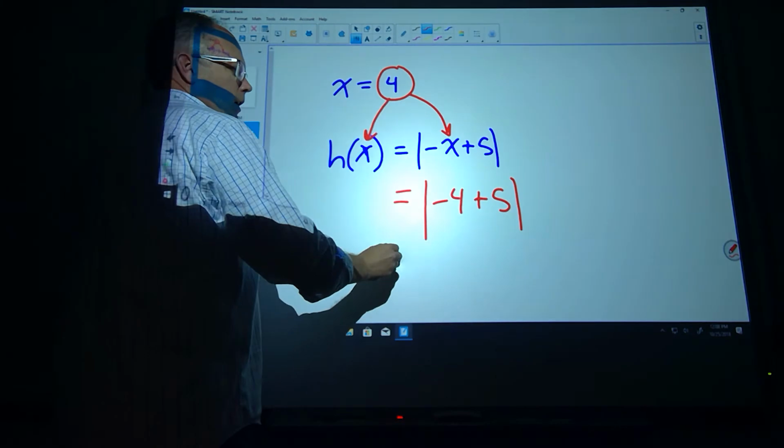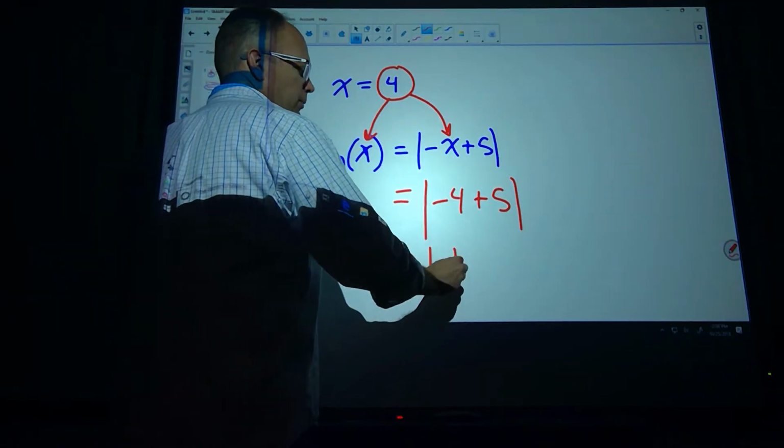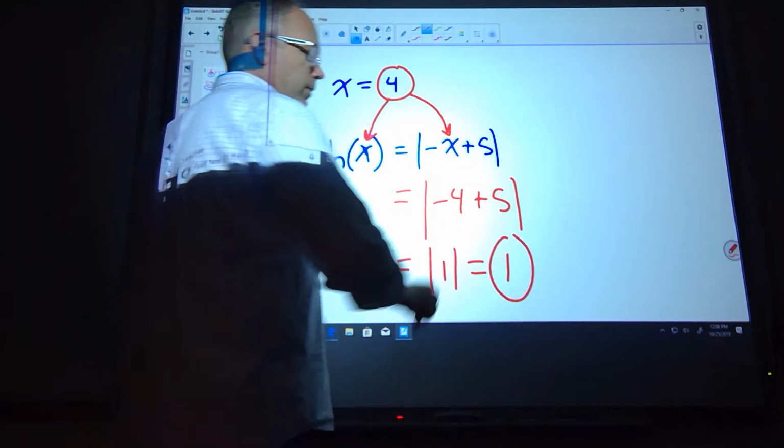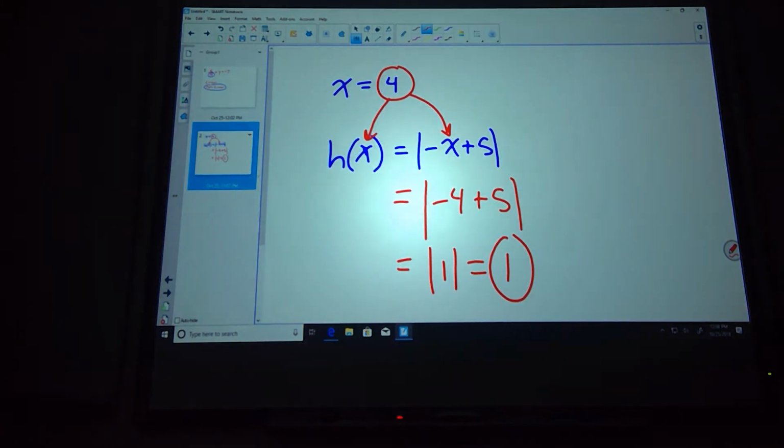Do the arithmetic. Absolute value of 1 is just 1. Okay? Anything else on that second page, page B, you want to talk about any more?